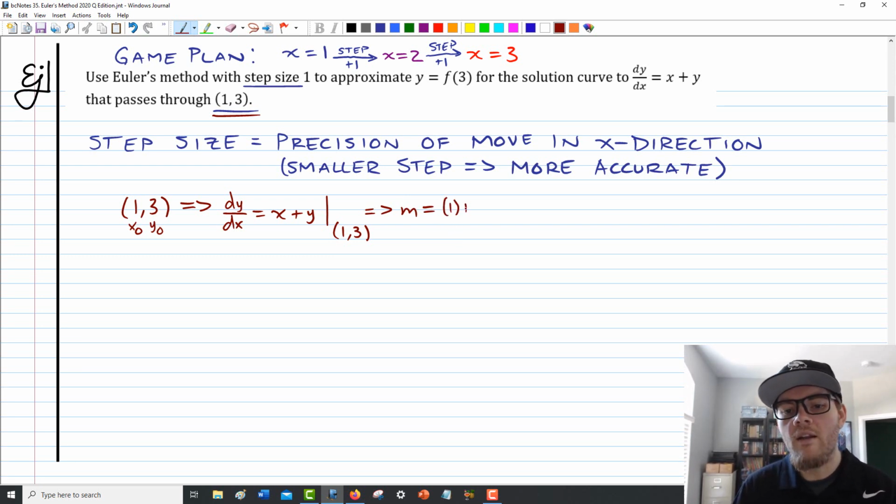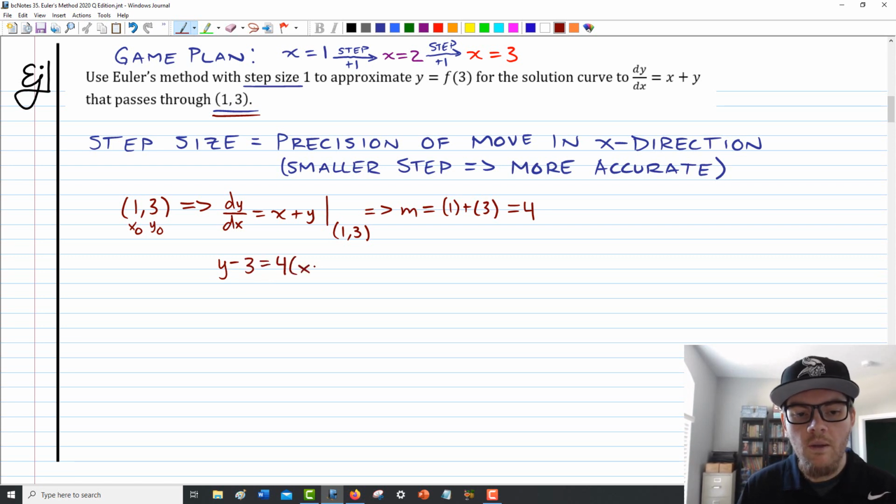So we'll set that equal to 4. So what that does is it gives us our new slope. Now that we have our new slope, we can construct our tangent line. So the tangent line, in this case, is going to be y minus 3 equals the slope of 4 times the quantity x minus 1.